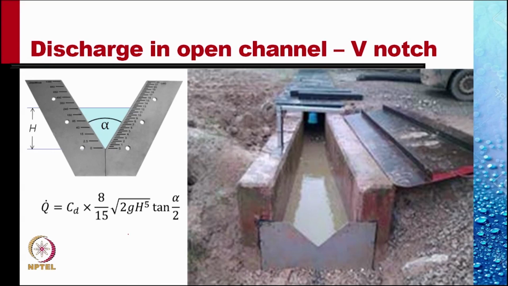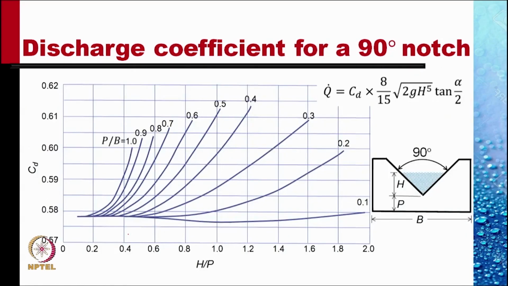This weir plate has been directly calibrated into discharge rate. Here, the flow rate is proportional to H raised to the power 5 by 2, as against H raised to the power 3 by 2 in the rectangular notch that we saw in the last example. These are the typical discharge coefficients for a 90 degree notch.